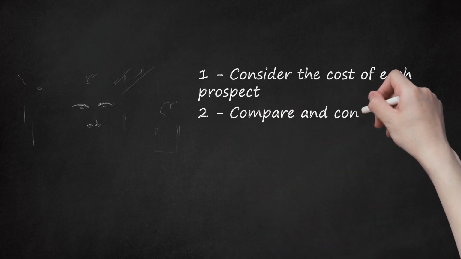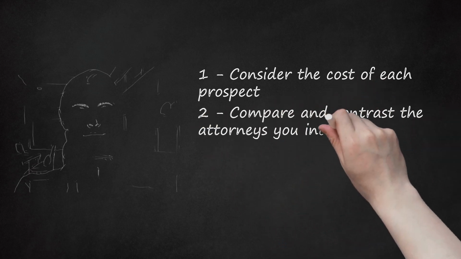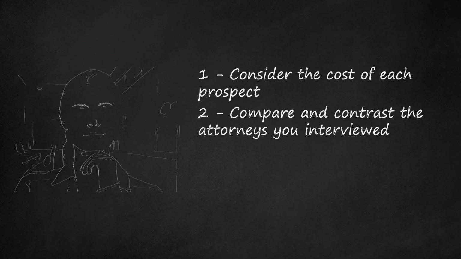2. Compare and contrast the attorneys you interviewed. The easiest way to comparatively evaluate the attorneys with whom you spoke is to write a list of factors you need in an attorney and then assess how well each attorney will be able to provide them. Although you have objective criteria by which you're comparing the attorneys, your evaluation of those criteria will necessarily be subjective. Different criteria will have different priorities.